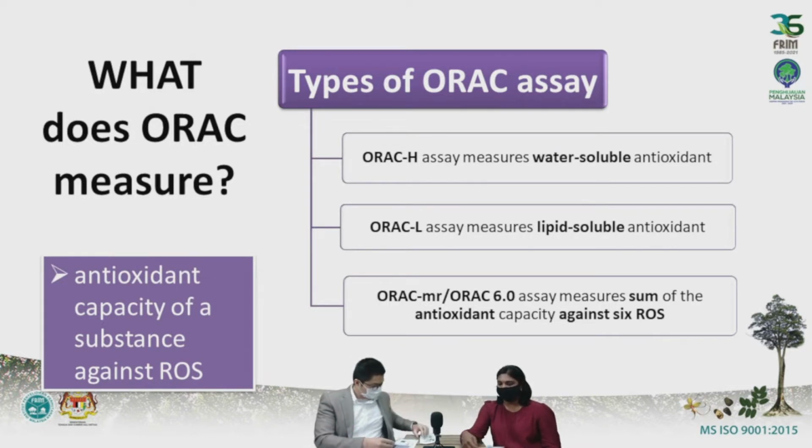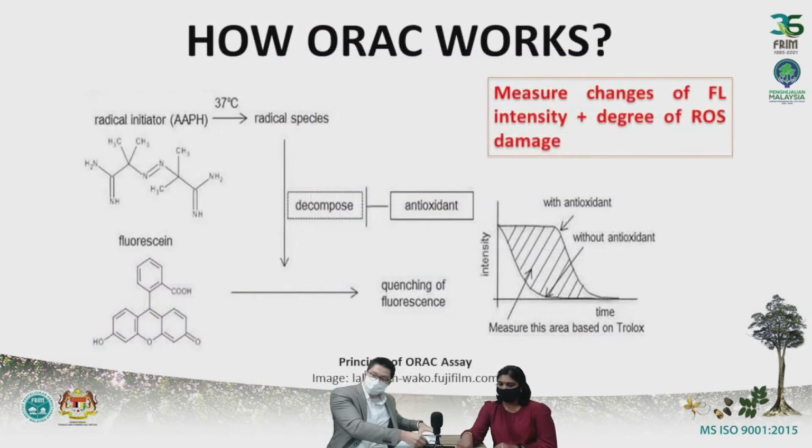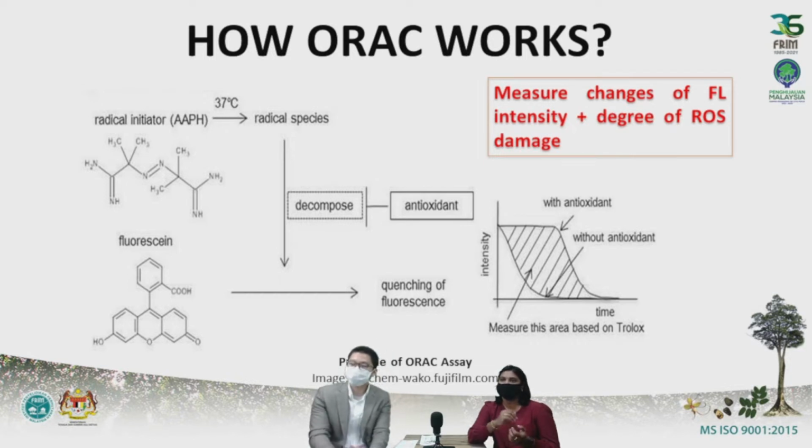Okay, next I'm going to tell you how ORAC works. ORAC applies a simple principle where it measures the fluorescent intensity and also the degree of reactive oxygen species damage. Please take note that the fluorescent here is the fluorescent probe. When the radicals are initiated, in this case we use AAPH to generate the peroxyl radical. Then the radical will oxidize the fluorescent. In other words, they will attack or kill the fluorescence.